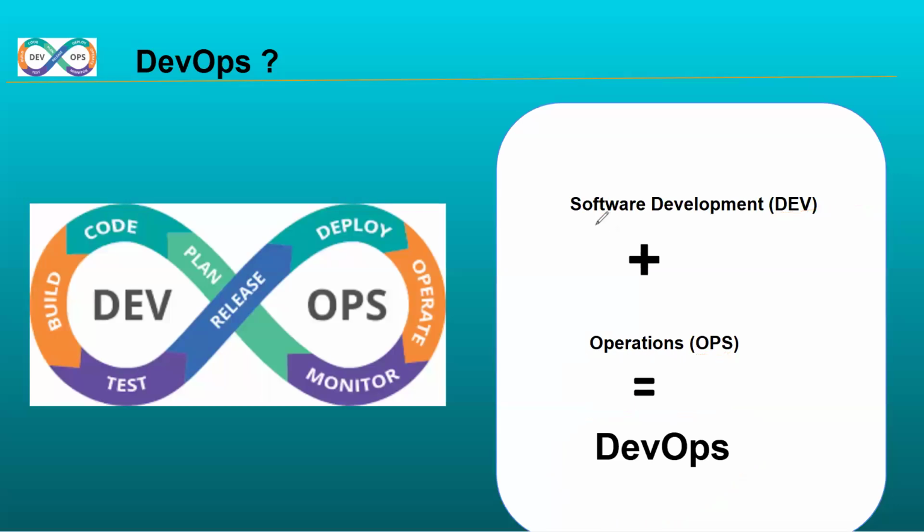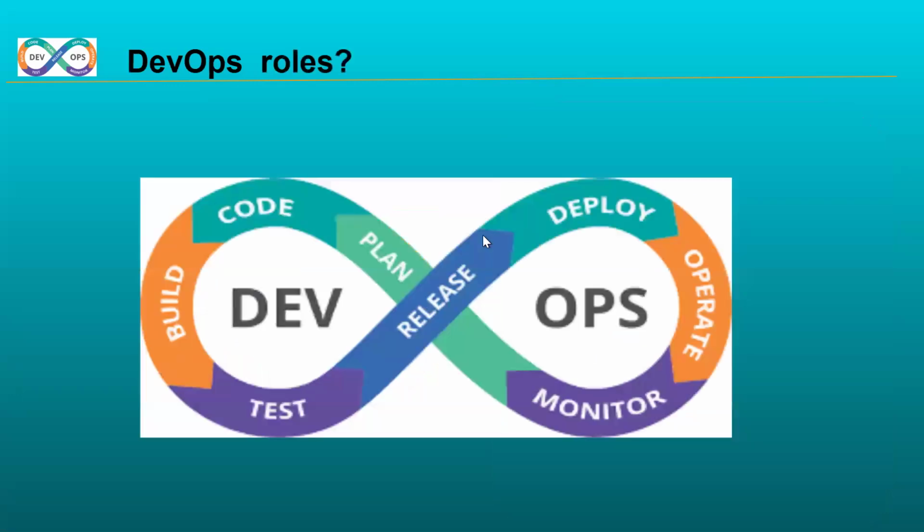The combination of software development plus operations, we call DevOps. That means our roles and responsibilities start from the dev environment and end with operations. That means we are part of coding, building, testing, release, deploy, operation, and monitoring. But to be frank, we are not writing any code. We are not writing any test cases.